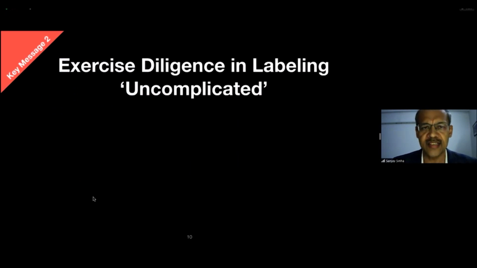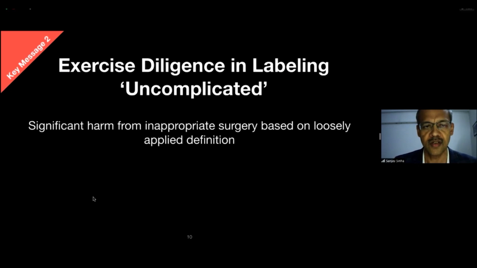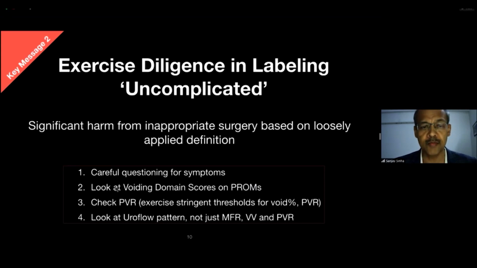So my second key message of the day is exercise diligence in labeling a patient as uncomplicated. There may be significant harm from inappropriate surgery based on the loose application of the definitions. And at the bare minimum, you must have a careful questioning for symptoms, look at voiding domain scores, check the post-void residual, exercise stringent thresholds for what you regard as acceptable void percentages, look at the flow pattern, not just at the rate. And when in doubt, proceed with the urodynamics before you do your surgery.